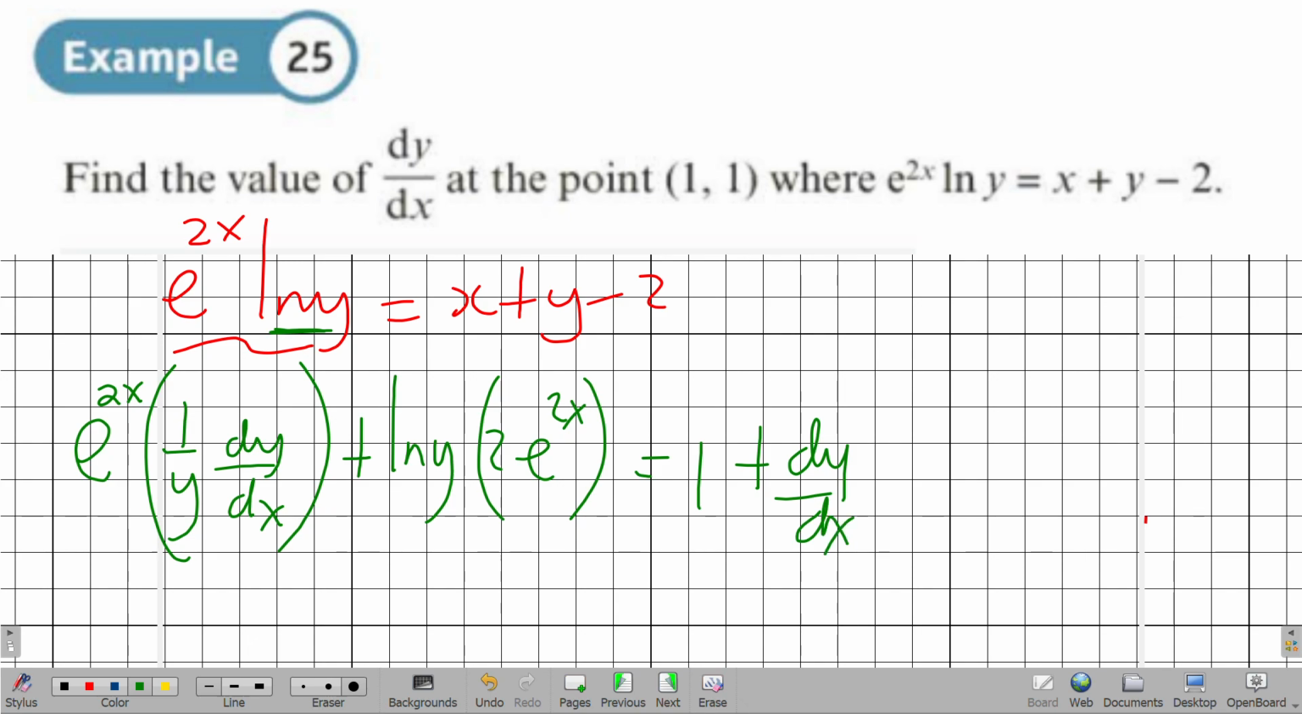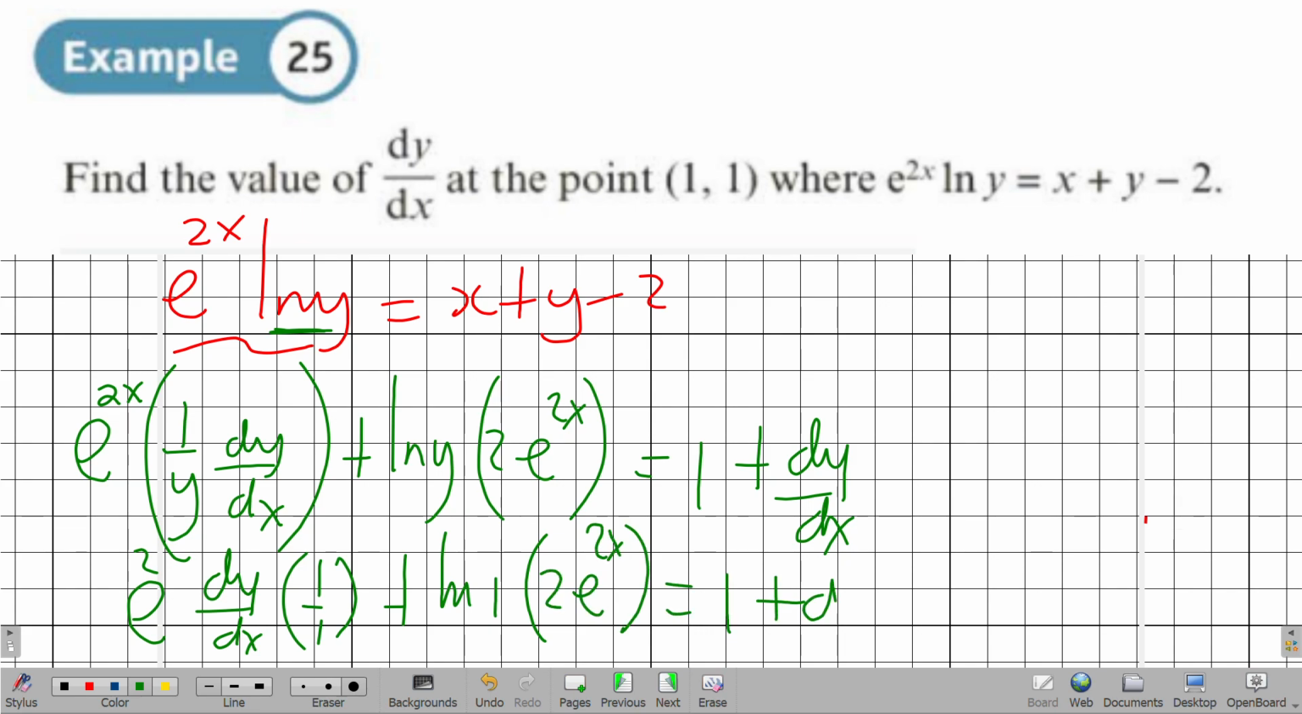Then the derivative of minus 2 is just 0. If we substitute these numbers, we are going to have e to the power of 2 dy over dx with 1 over 1. Usually you might just keep that, plus natural log of 1, which we know is going to be 0, times 2 to the power of 2x, equal to 1 plus dy over dx.